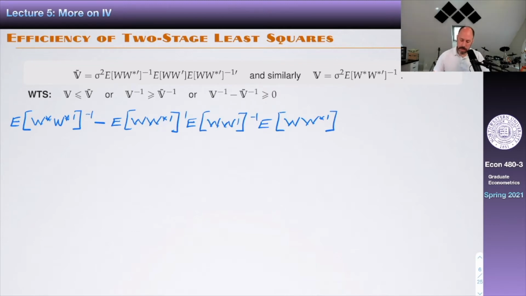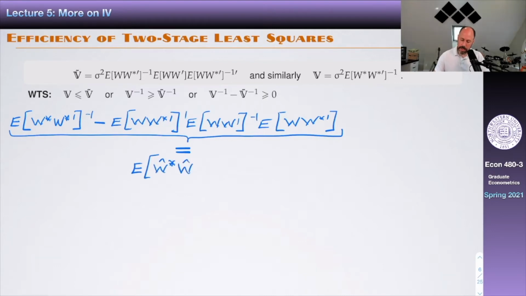And then it turns out that this entire expression equals the expected value of W hat star times W hat star prime. So it's the expected value of a random vector times itself. And so this is greater than or equal to 0 by definition.